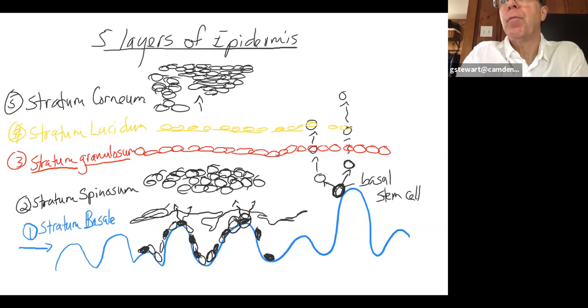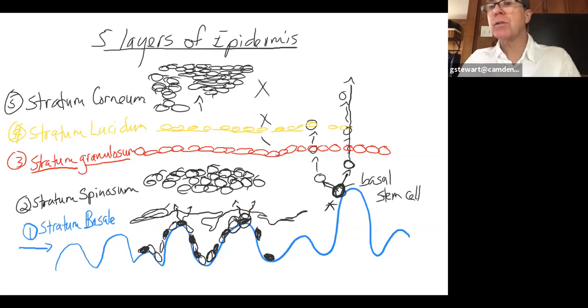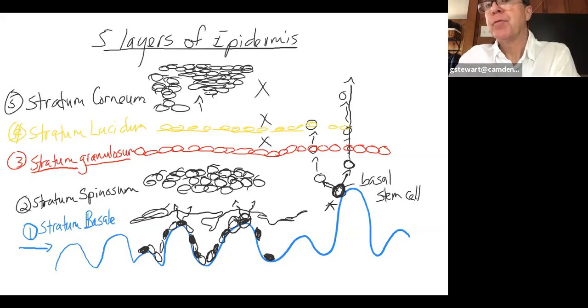So here's a stem cell way over here. It makes new cells that are alive. Those cells get pushed up constantly to the surface. As they get pushed up, they die and they increase their keratin content. Keratin is a really tough protein that gives these upper layers a real toughness to them. We also have keratin forming in our hair cells. You've heard of that before. So that's sort of how the epidermis works.